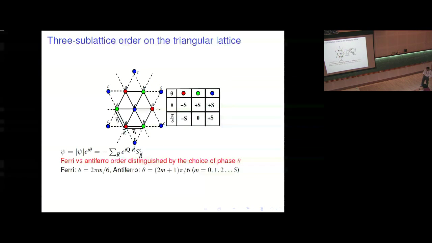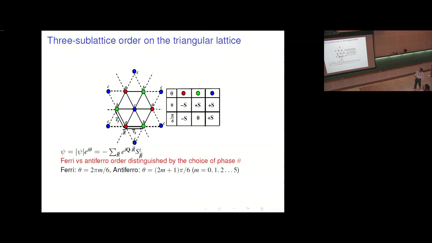So there's a picture for that. So here's the triangular lattice. And if this ordering was not incipient, but actually long-range ordered, then the Ising spins would freeze into this pattern, denoted by red, green, and blue dots. And actually, there's two patterns that correspond to long-range order at this wave vector. One of them has no net moment and is genuinely antiferromagnetic.